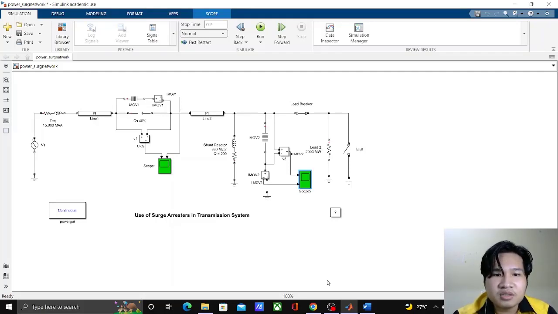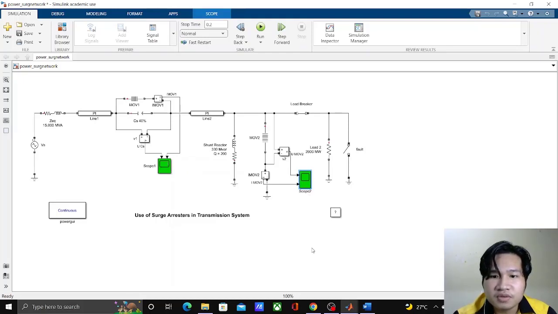Here we have an equivalent transmission system, and the length of the transmission line is 200 kilometers. Along the line we connected a capacitor in series, and at the end of the line we connected a shunt inductor. Our fault is applied at the loading terminal, and we will monitor the surge protector device voltage and current via Scope 1 and Scope 2.